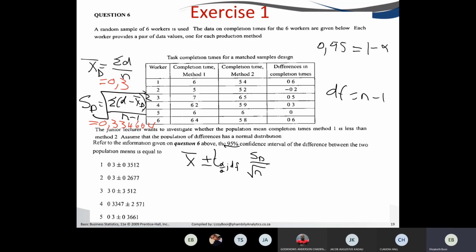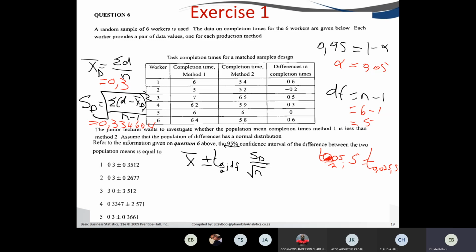So you're going to go find the critical value. I'm leaving it to you to go find the critical value because our alpha is 0,05 and our degrees of freedom is 6 minus 1, which is 5. So you go find the critical value, which is T alpha of 0,05 divided by 2 and 5, which is T 0,025 and 5 degrees of freedom.